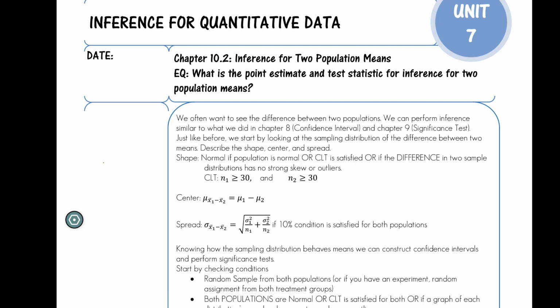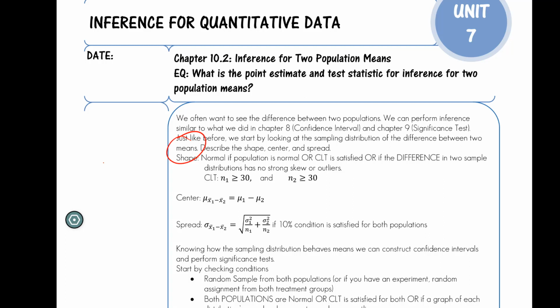Now, we often want to see the difference between two populations, and we can perform a significance test, or perform inference similar to what we did in Chapter 8 with confidence intervals, and in Chapter 9 with significance tests. Just like before, we start by looking at the sampling distribution, but this time we're looking at the difference between two means. We want to describe shape, center, and spread.